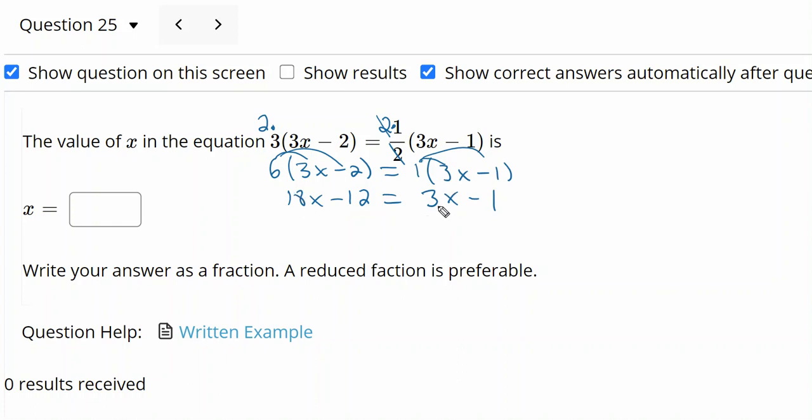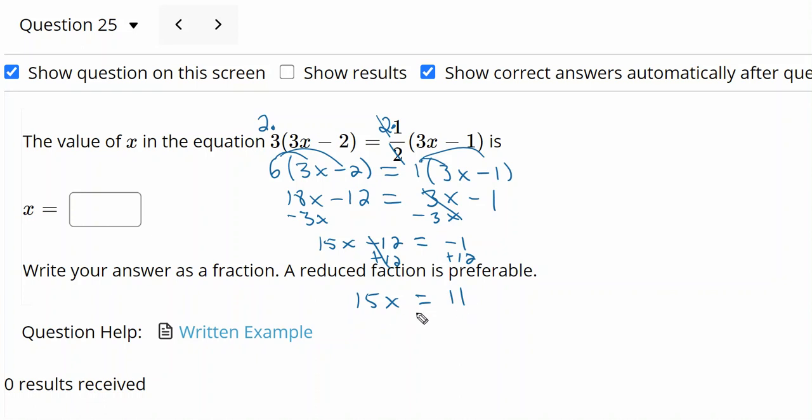So what I'm going to do is bring the 3x to the left side. So I'm going to subtract 3x and then subtract 3x. So we've got 18x minus 3x is 15x, minus 12 is equal to negative 1. And then I'm going to add 12. So we get 15x. Those cancel, so I get is equal to, this is going to be 11, right?